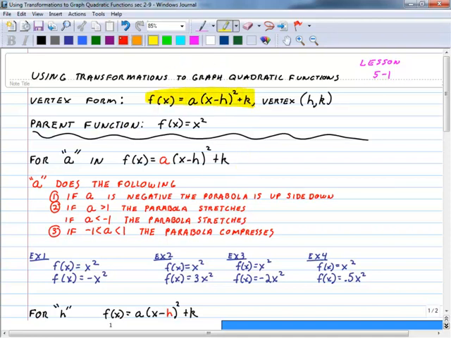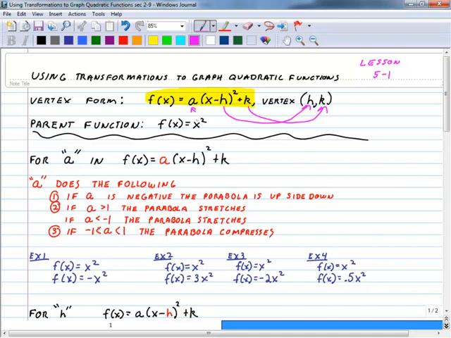The reason it's called vertex form is because with this form you can spot the h, or the x value of the vertex of the graph, and the y value. And we refer to those as h and k. The h value is the x coordinate of the vertex and the k is the y coordinate. There is one other variable here that manipulates this graph, and that will be a, and that's the first thing we're going to talk about.